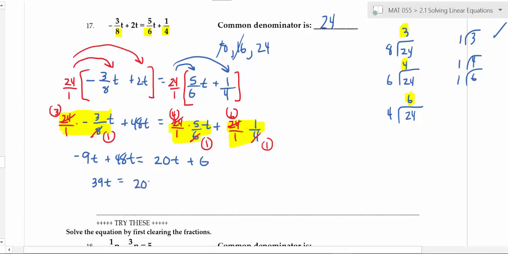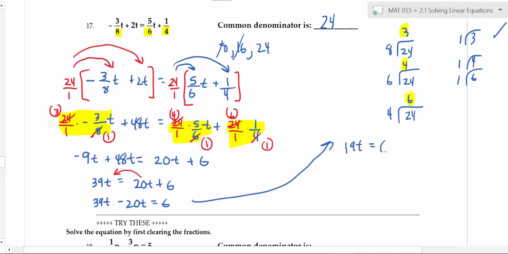This side, you have 20t plus 6. These are not like terms, so don't combine them. So you want to get variables on one side. I'm just going to do it this way. I'm just going to slide that over there. So I'm going to have 39t minus 20t is equal to 6. So what I'll have is 39 minus 20 is 19t equals 6.